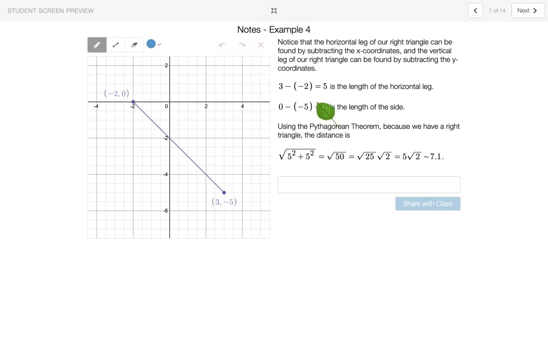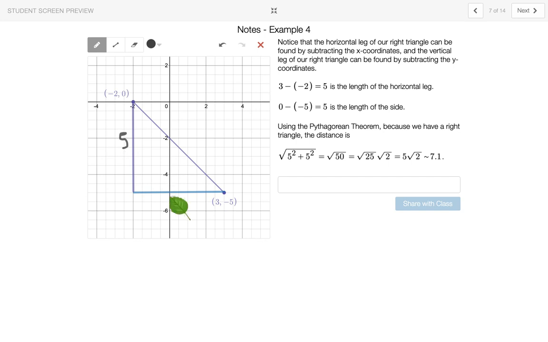Okay, so notice that when we draw this triangle, the length of the horizontal leg is 3 minus -2, which is 5. And the length of the vertical leg is equal to 0 minus -5, which is 5. So we can subtract the coordinates to find the side lengths of this triangle, and this gives us 5 and 5 for both.